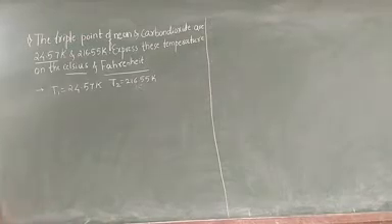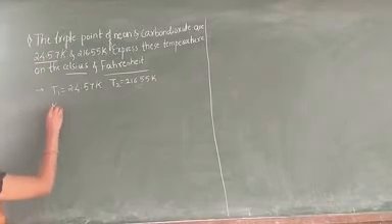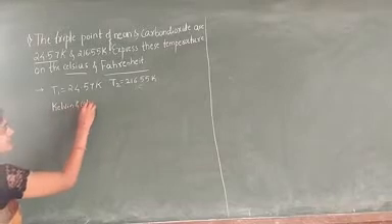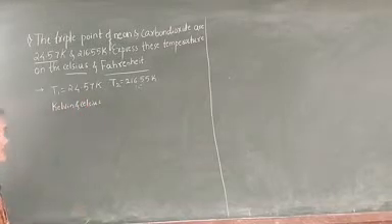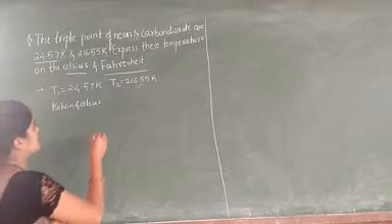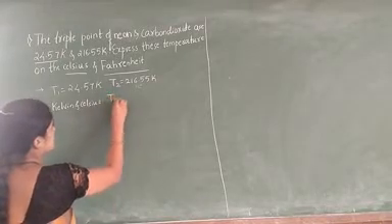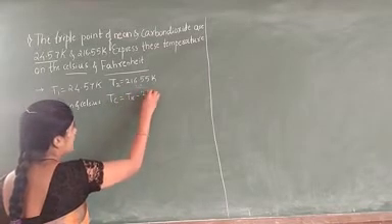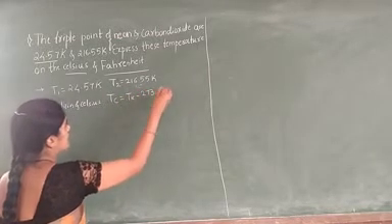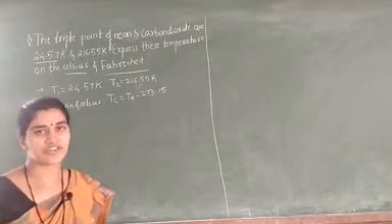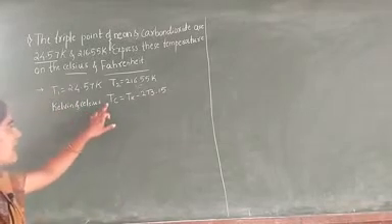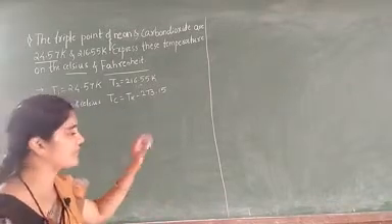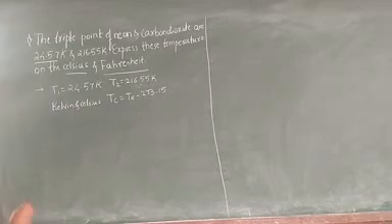Now let us consider the relation of the Kelvin and the Celsius. The relation between Kelvin and Celsius, we are considering the formula as Tc is equal to Tk minus 273.15. Let us consider the relation of Kelvin and Celsius again, Tc is equal to Tk minus 273.15.